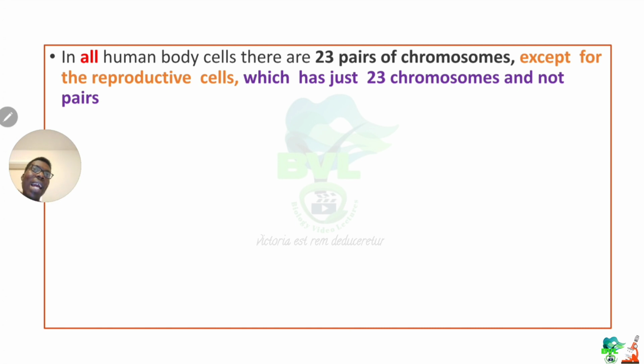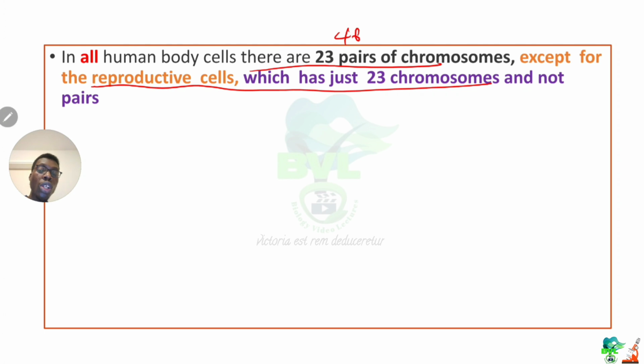Rather, the chromosome that determines the gender of the child is with one of them. Generally speaking, you should remember that each cell in the human body has 23 pairs of chromosomes, or 46 chromosomes. I did that when I was talking about the overview of the genome. You may want to check the video on that. But we have another set of cells called reproductive cells, which have just 23 chromosomes, not pairs.